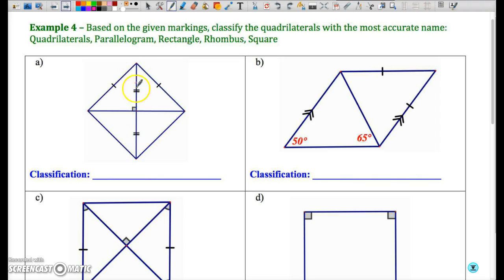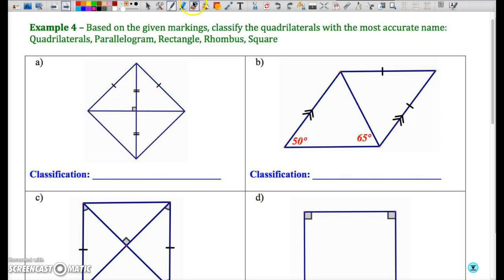We've got a piece of the diagonal. One of the diagonals is shown as being bisected, and we have a 90-degree angle. We don't know if it's a parallelogram yet, and so we cannot jump directly to the conclusion that it's a rhombus just because the diagonal is cut at 90. We have to know that it's a parallelogram first.